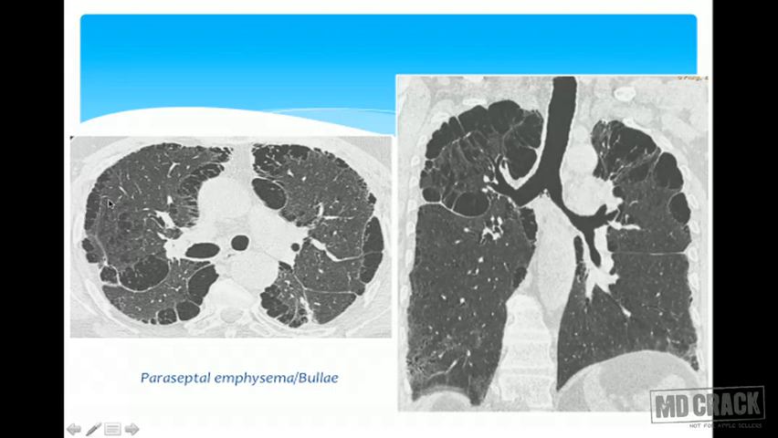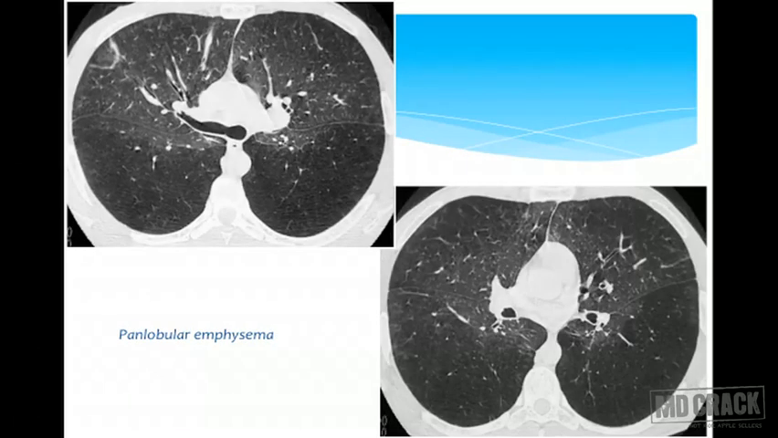Now these bullae might rupture into the pleural cavity, and they may cause a spontaneous pneumothorax. And again, this is another pattern showing the entire lobe involved bilaterally. This is pretty much your panlobular emphysema. So over here and over here, the hyperinflated lungs are seen to cause narrowing of the heart.